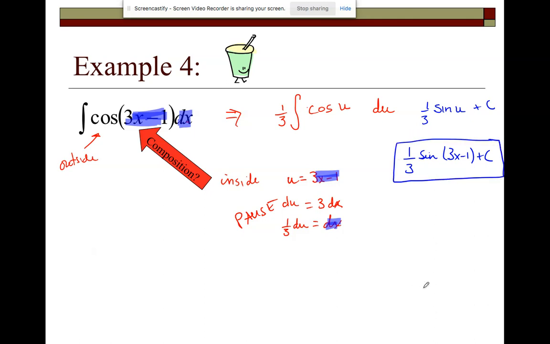How can you check my work? Take the derivative. All right, not too bad. Use substitution, not a new rule, a new technique.